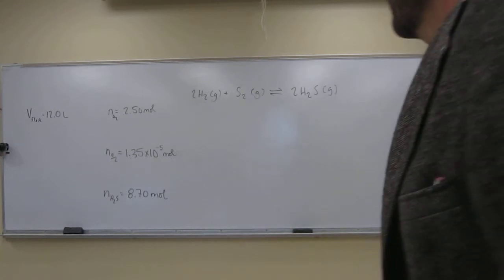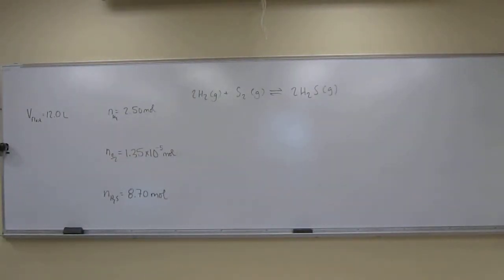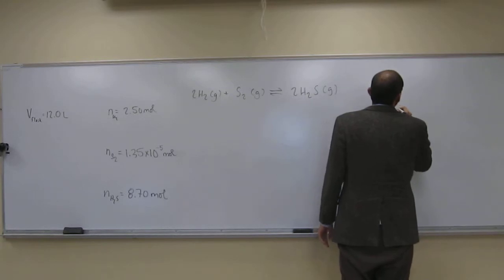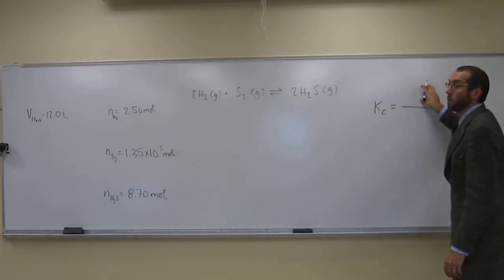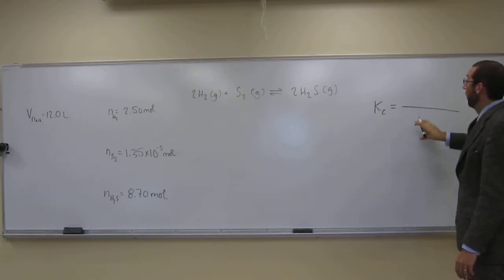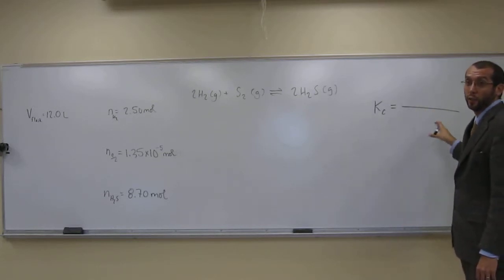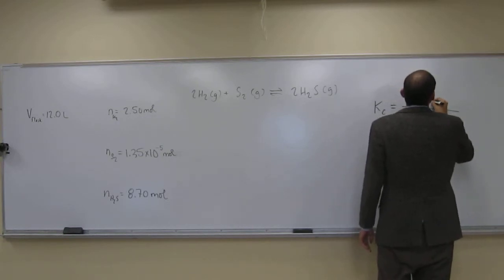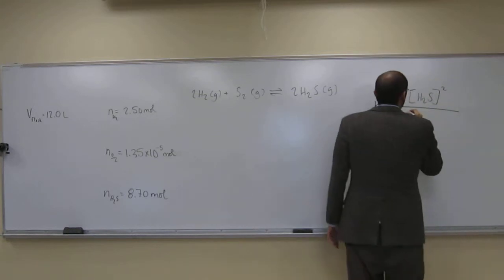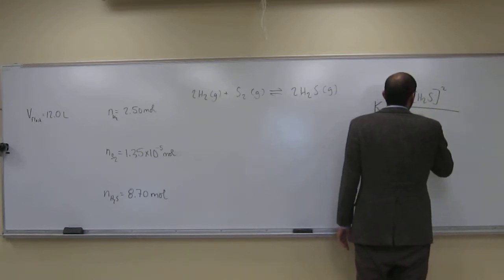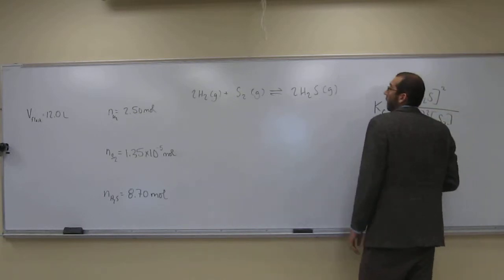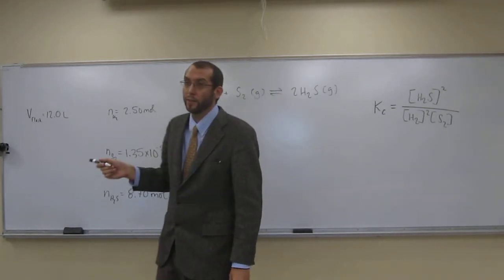Okay. So it wants us to actually calculate Kc. So let's write down the Kc expression first. So Kc is going to be, of course, the products to their coefficients divided by the reactants to their coefficients, right? Okay, so concentration of H2S squared divided by the concentration of H2 squared times the concentration of S2, okay? Why do we use them all? Because they're all gases, okay?